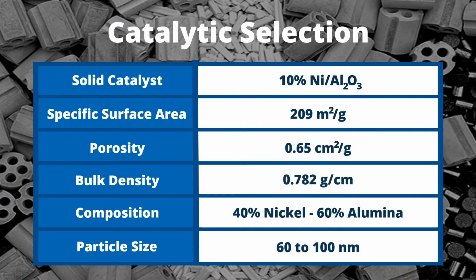For the catalyst selection, we will be using a solid catalyst of nickel and alumina with specific surface area of 209 meters squared per gram, porosity of 0.65 centimeters cubed per gram, bulk density of 0.782 gram per cubic centimeter, and composition of 40% nickel and 60% alumina, with particle size ranging from 60 to 100 nanometers.